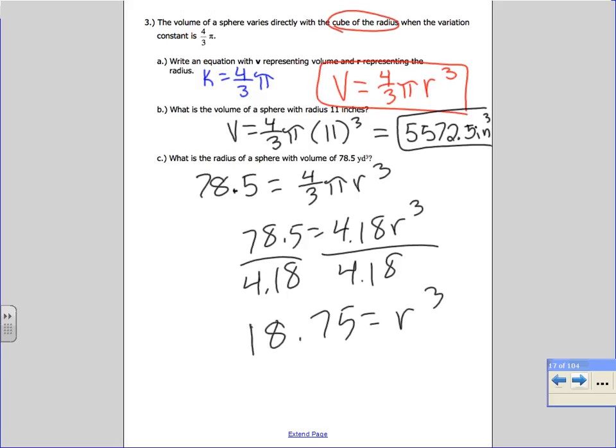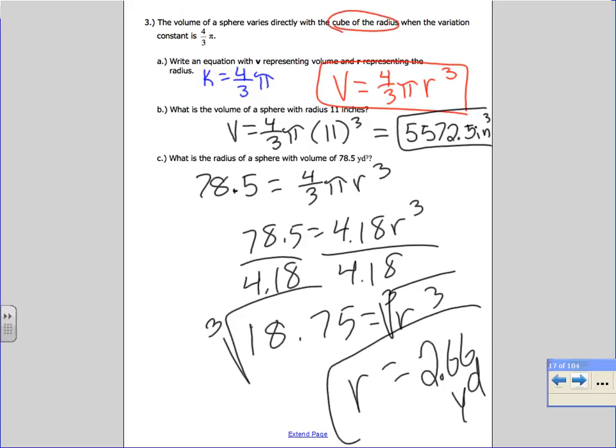Now, how do you get rid of the cube? Luke B. Good. Cube root both sides. Something new today. So what is the radius? Don't forget, it's under math. It's like number 4. There's a cube root button. Nathan? 2.66. Good. 2.66 yards.